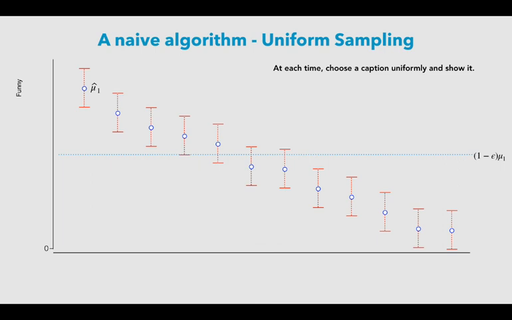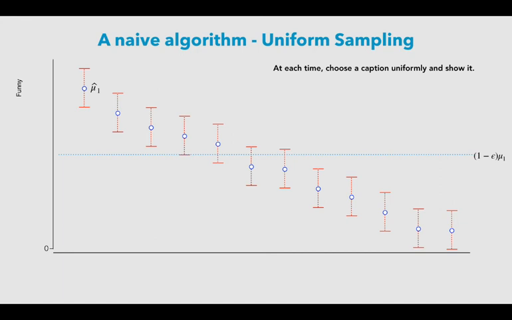And so based on these ideas, we can use them to develop an algorithm. At each time, we will choose a caption uniformly at random and show it to our visitor. So this is kind of the most naive algorithm we can do. This guarantees that the confidence intervals on each caption are going to be roughly the same length. So now what we really care about is identifying the captions above the threshold, which we don't know.